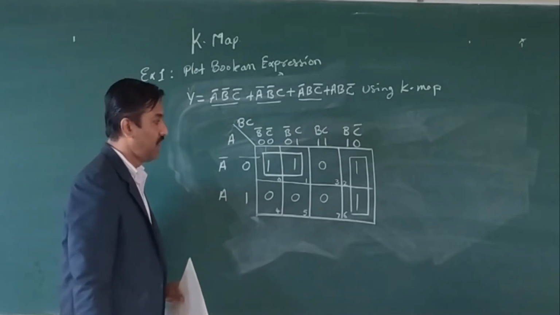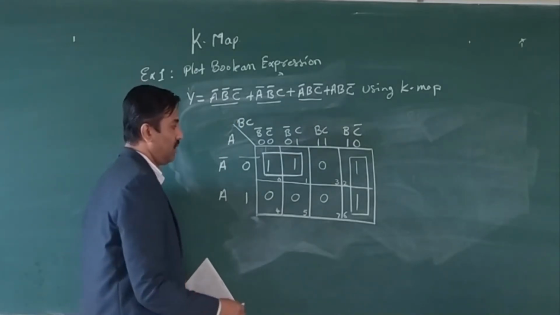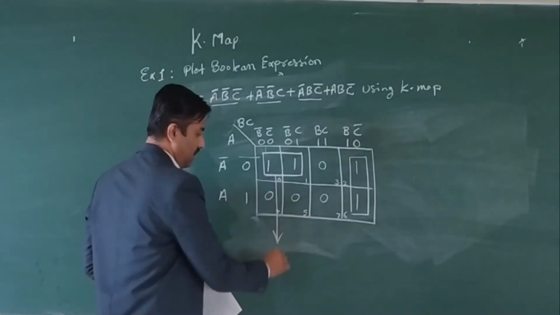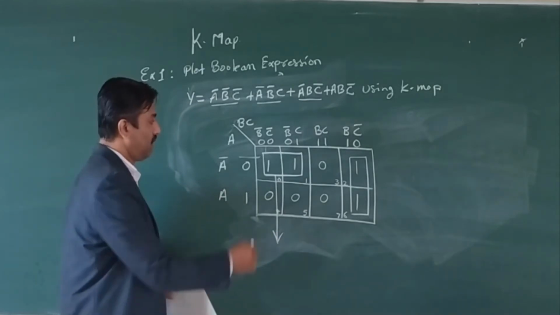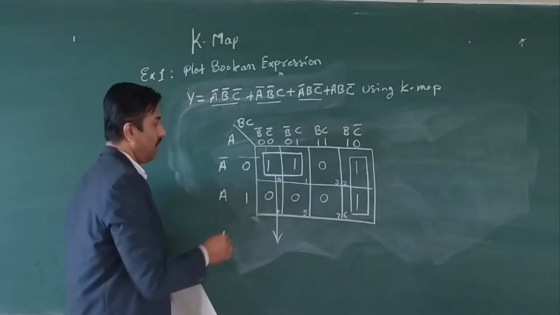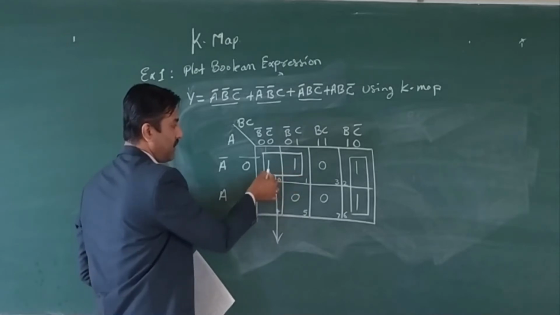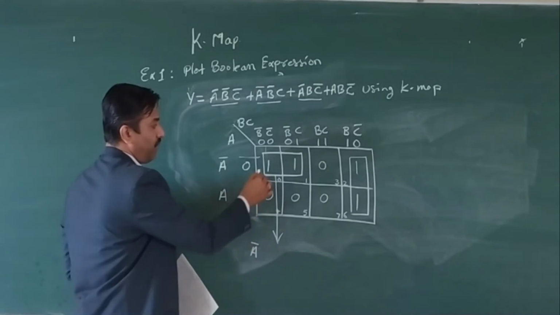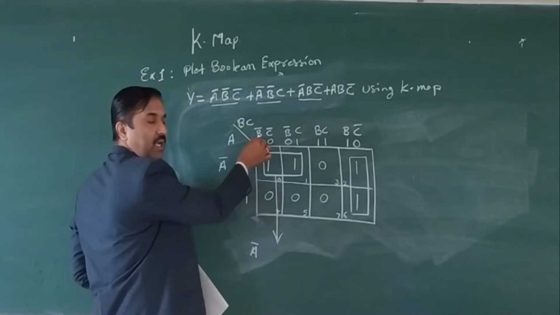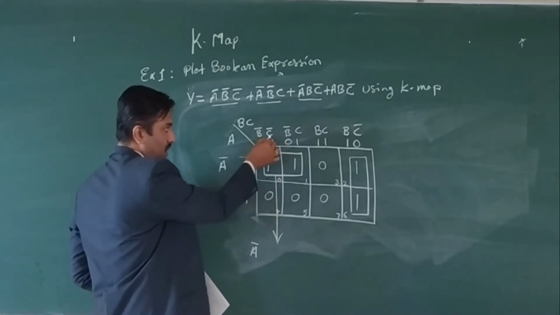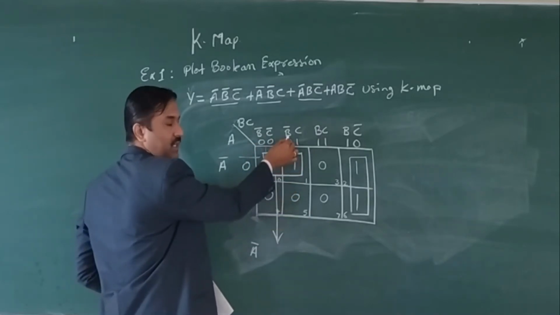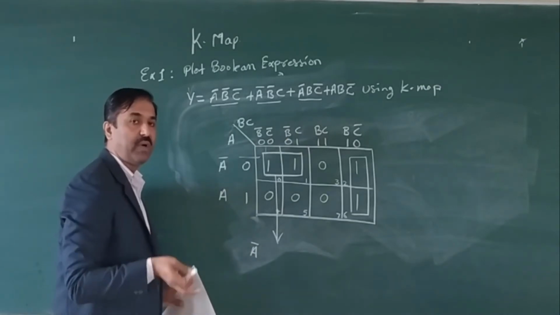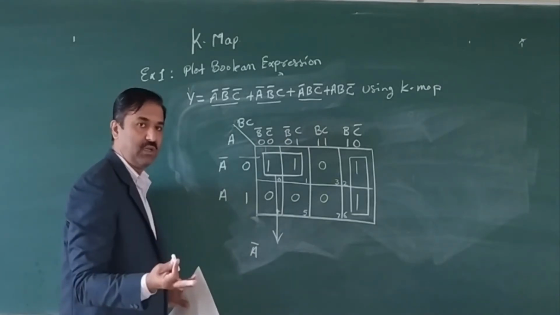Okay, that is fine. So here you can see the expression that I am going to write. What is the expression that I am going to write for these 2 ones of a pair? Tell me. This one and this one, what should you write? A bar, correct. And for this one, what are the terms that are being represented? B bar and C bar. For this one, what are the terms which are represented? B bar and C.